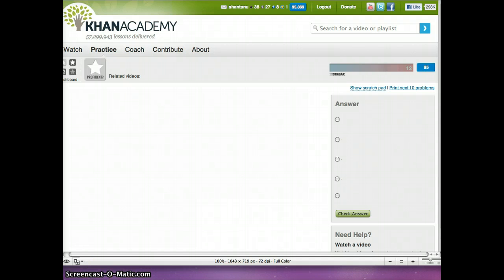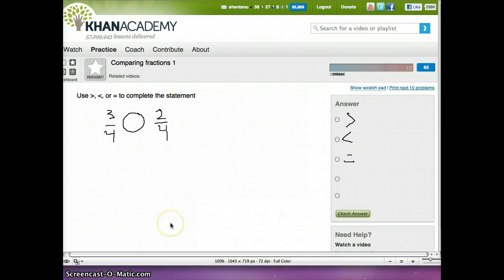So we would first lay out the problem as follows, where we would say something such as 3/4 and kind of leave this operator blank, and 2/4 and give the options of greater than sign, less than sign, or the equal sign. For this one, we really don't need the none of the above or the other options.